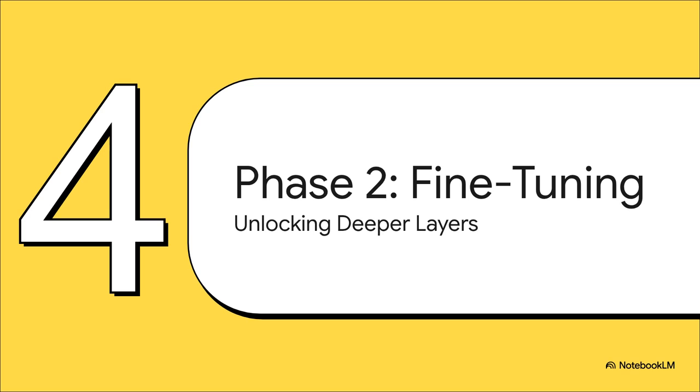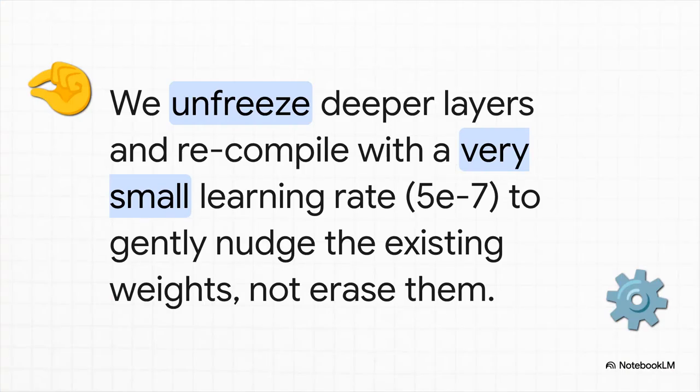It's time to move to phase 2, fine-tuning. Now we're going to get surgical. We're going to carefully unfreeze some of the deeper layers of InceptionV3 and teach them the specific details of our car images. The key to fine-tuning is to be gentle. We are not retraining the entire model from scratch. We're only unfreezing the top layers, in our case, the last 23, which handle the more abstract, complex features.